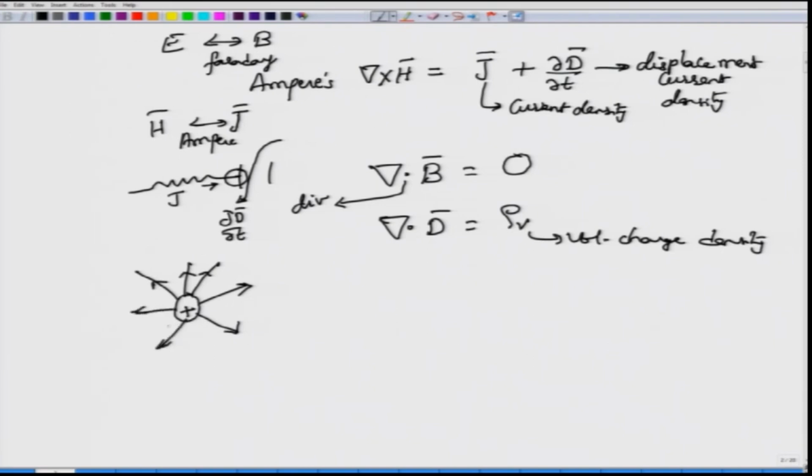So, the electric field vectors, it does not have to be a single positive charge, it could be positive, it could be charge density, but if it is positive, then the electric field lines or the D field lines actually come out of this particular charge region, right. And then when you enclose a certain region around this and evaluate the divergence of D, it will tell you exactly the amount of charge that is enclosed.